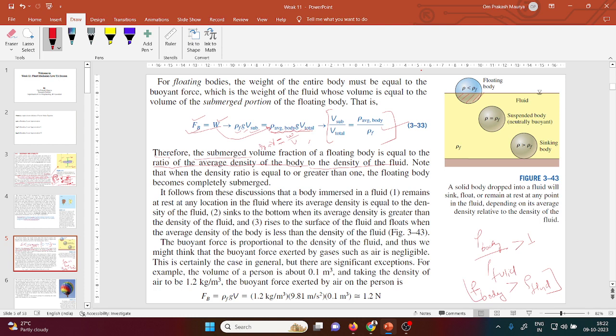In this case, what will happen? Here rho represents the density of the body. If it is greater than the fluid density, then the body will sink in the water. If it is equal, then it is suspended in the liquid. And if the body density is less than the density of the fluid, then what will be the floating condition?